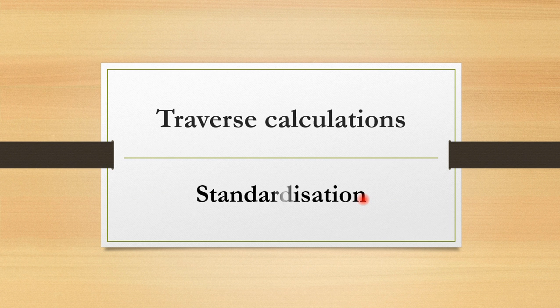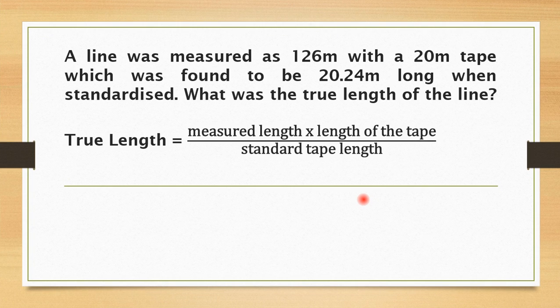Today we are going to look at traverse area calculations, and we'll start with standardization. Like we said, the field observations that we carry out using the tape measure are normally defective. They contain some errors, so there is need to do some standardization. In fact, there are so many errors that come with tape measuring, but in particular, we are going to look at standardization.